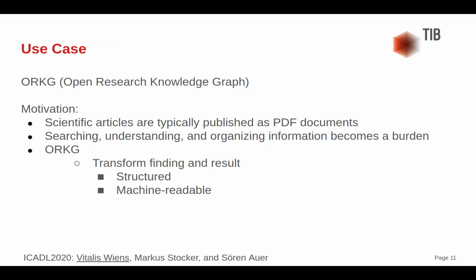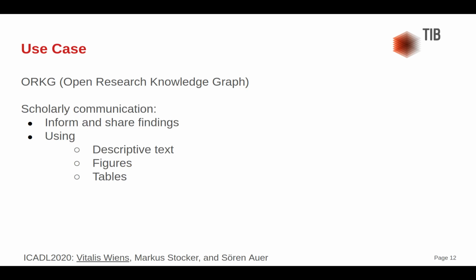As a use case, we present the Open Research Knowledge Graph. Scientific articles are typically published as PDF documents. Therefore, searching, understanding, and organizing information becomes a burden for the reader. The Open Research Knowledge Graph transforms findings and results of scientific articles into structured and machine-readable representations.